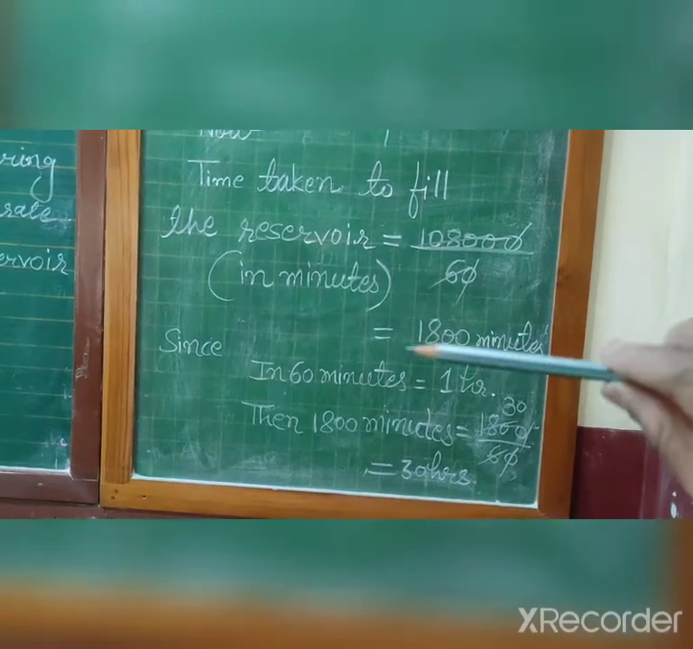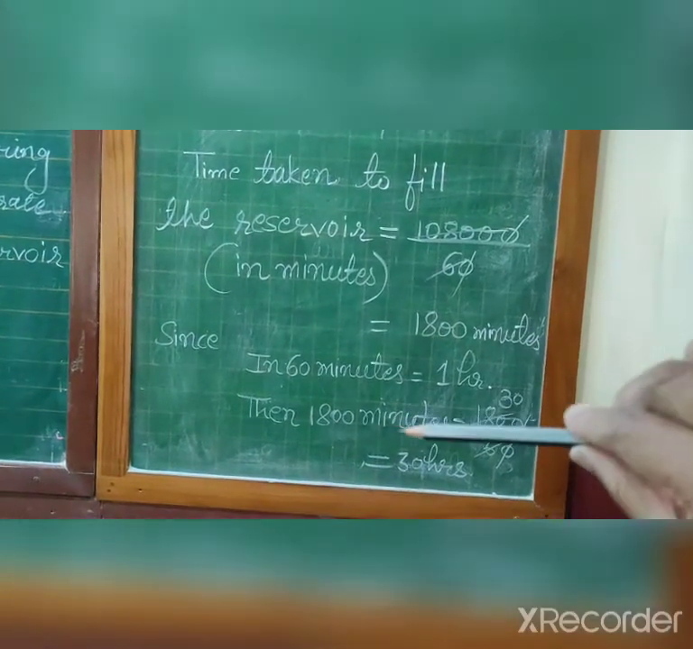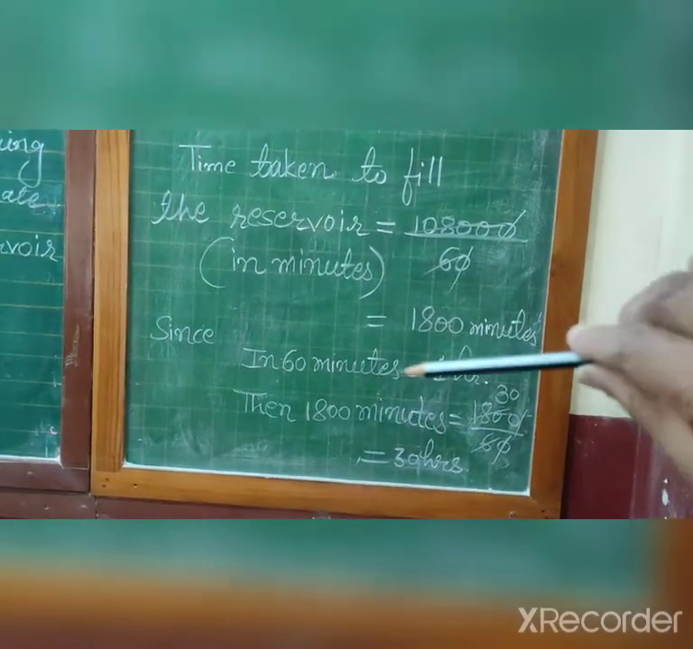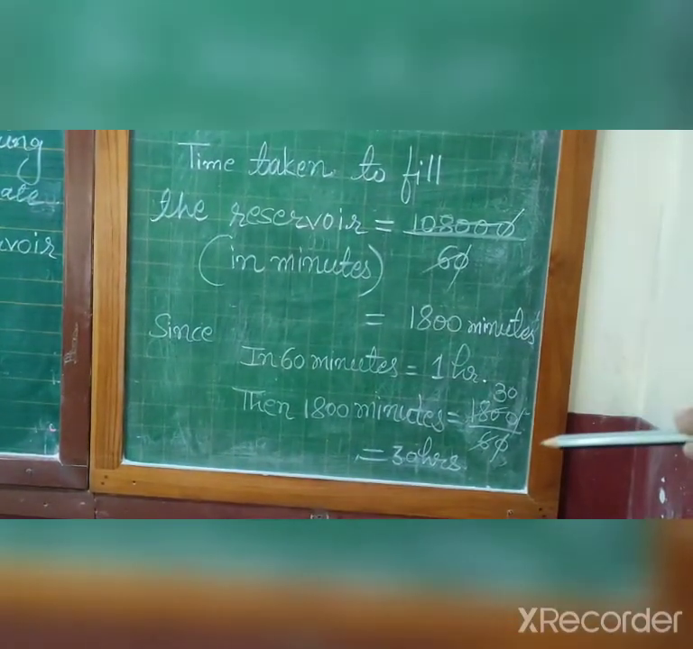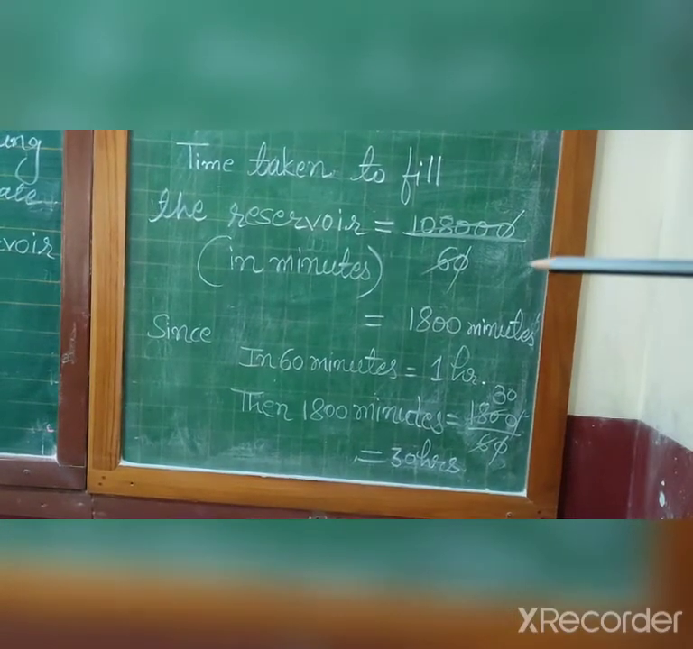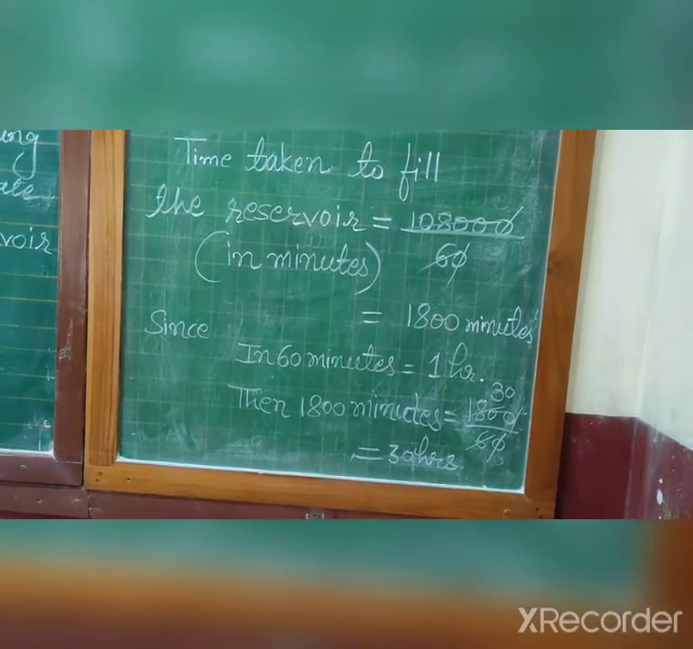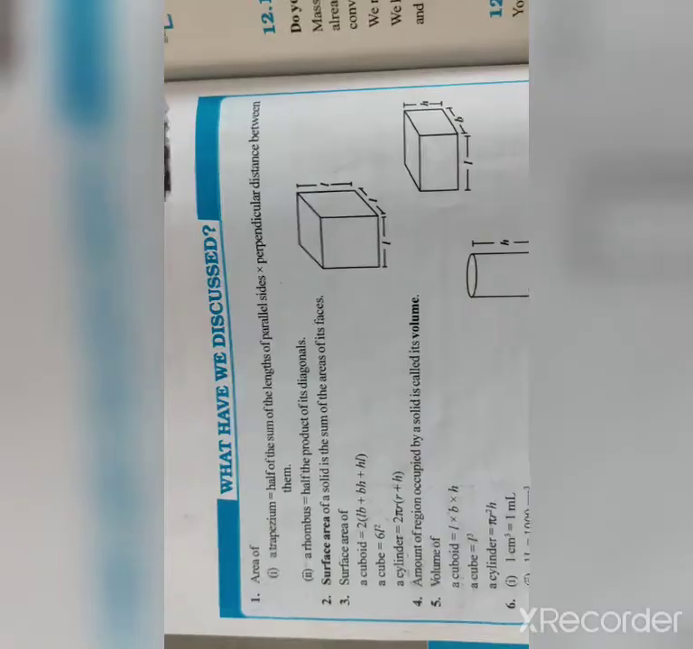We know that 60 minutes will make 1 hour, so 1800 divided by 60, we will get 30 hours. So the reservoir will take the time 30 hours. Now what have we discussed?